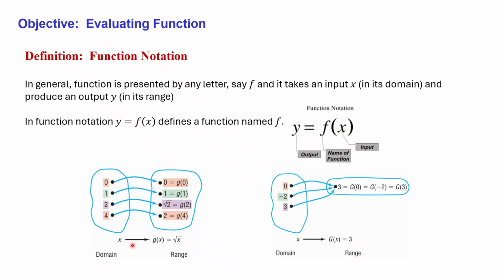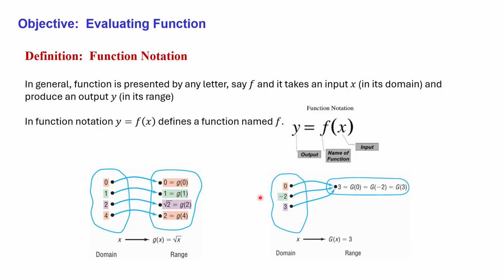So we have here a given function from set x into set y, and the name of the function here is g. So for every input x, the output is the square root of x. Let's say when the input is 0, the square root of 0 is 0. So g of 0 is the output, which is equal to 0. When the input is 4, we put 4 in the x, so the output is the square root of 4. That is g of 4, which is equal to 2, because the square root of 4 is equal to 2.